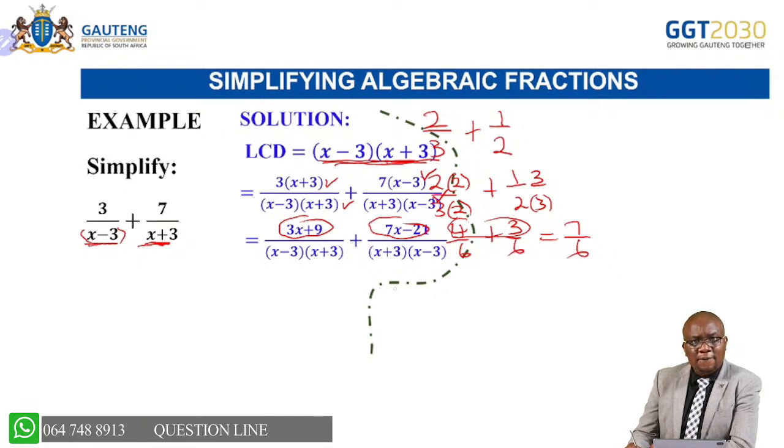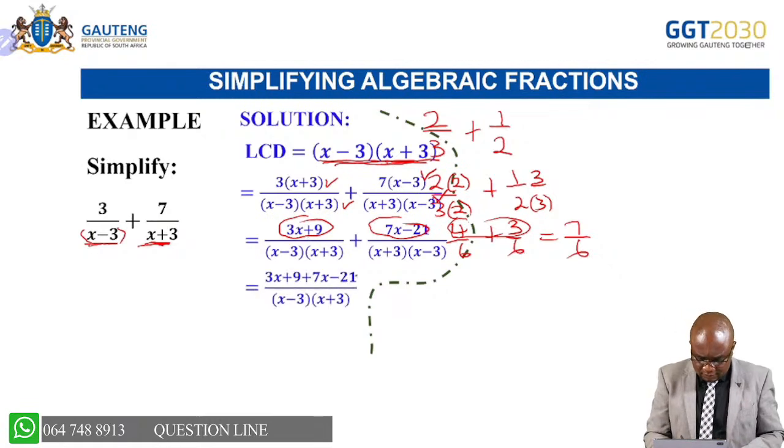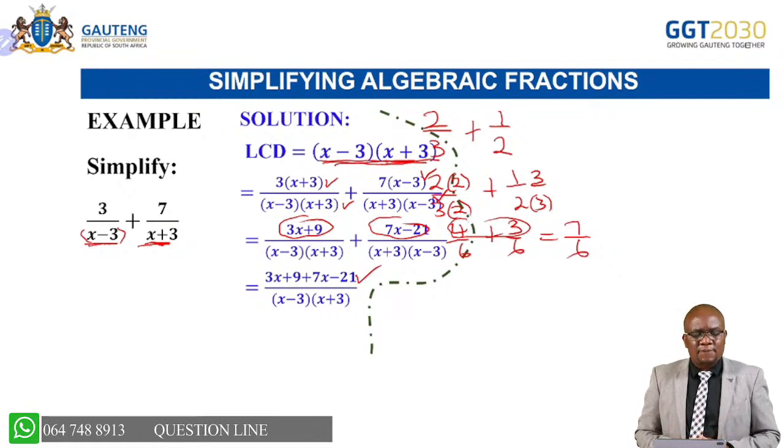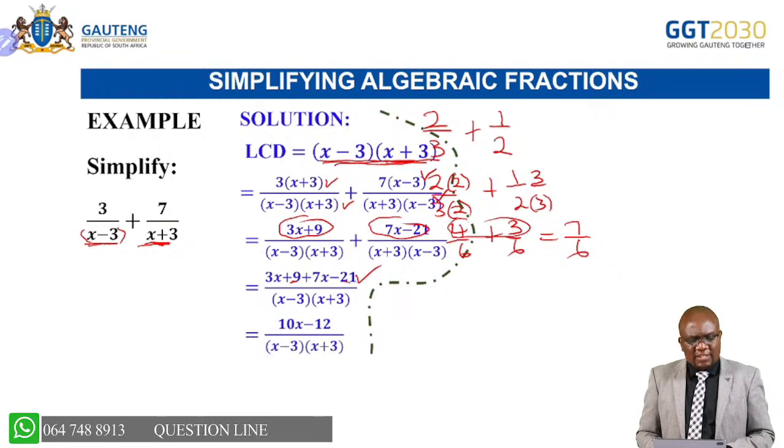Now, it's going to be 3x plus 9 plus 7x minus 21, sorry. I have written on top of these things. And then you get something. Can we simplify this? We collect the like terms. What is 3x plus 7x? It is 10x. What is 9 minus 21? Minus 12. And then you can simplify your answer like that.